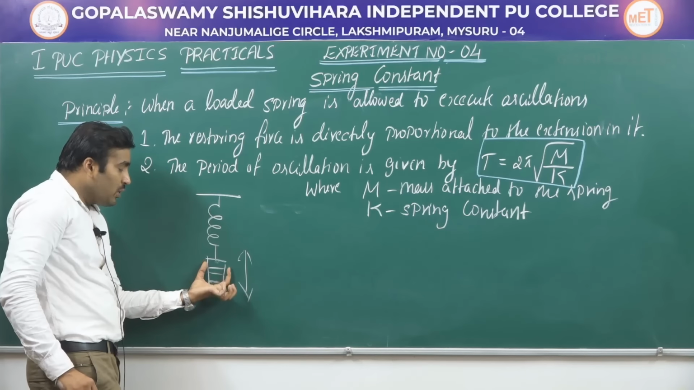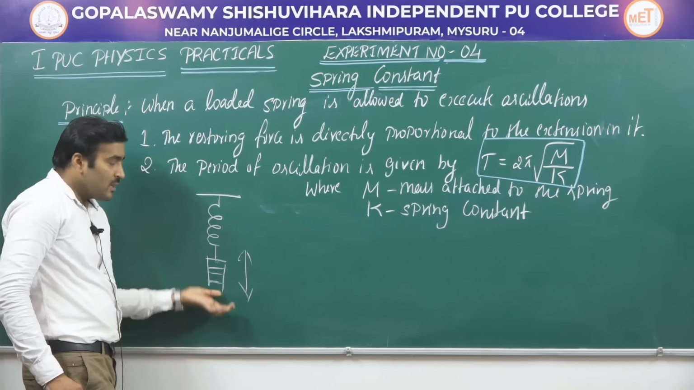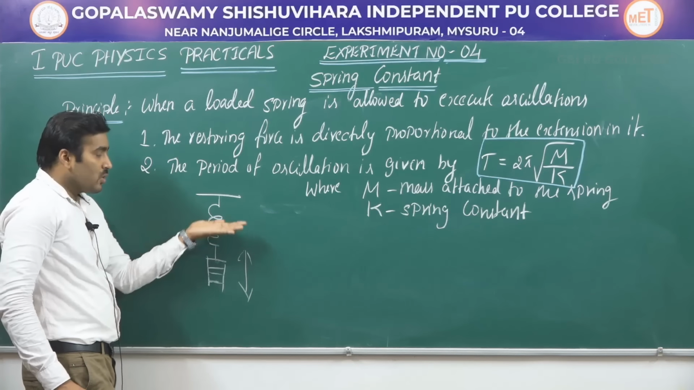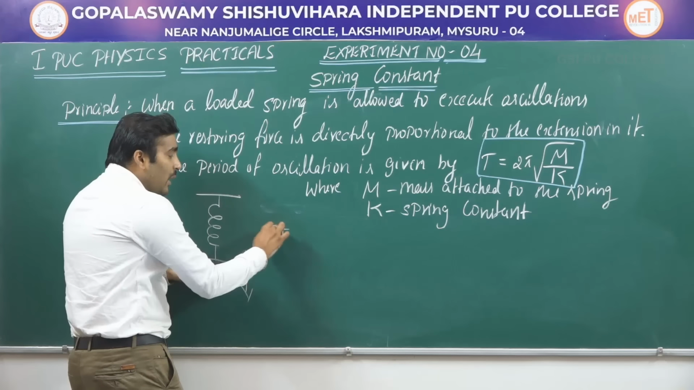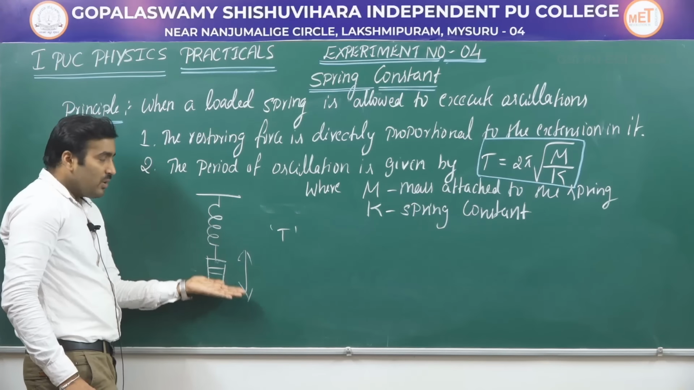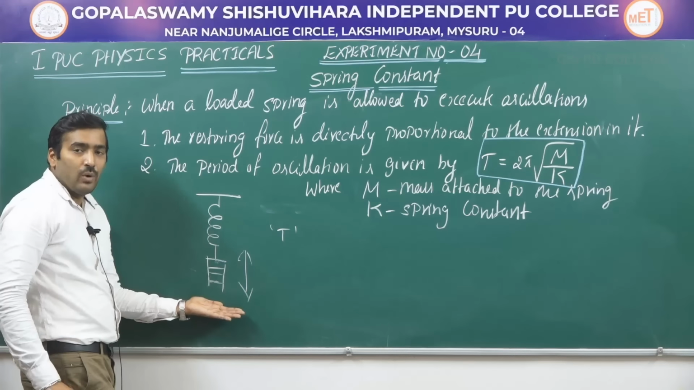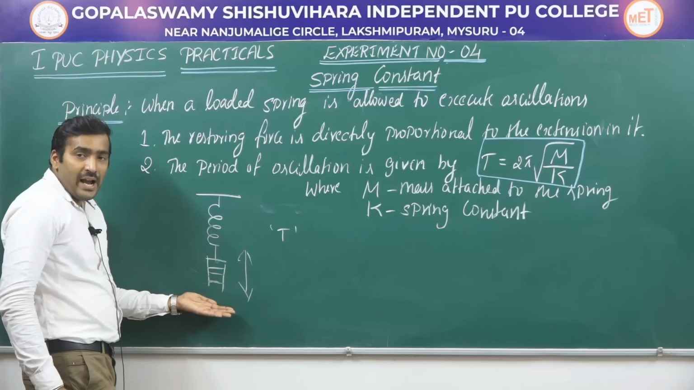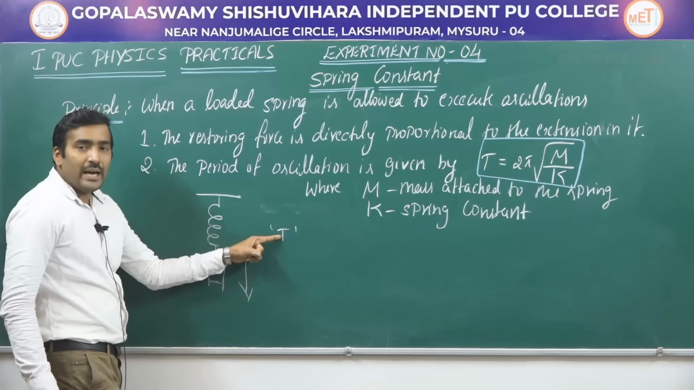If I slightly pull this mass in the downward direction and release it, the spring performs vertical oscillations like this. So this is nothing but a vertical oscillation. Time taken for one complete oscillation. What is one complete oscillation? If the spring starts from here, goes up and comes back to the same position, then it completes one oscillation. When I pull this load and release it, it performs vertical oscillations, and the time taken for one complete oscillation is known as the time period.